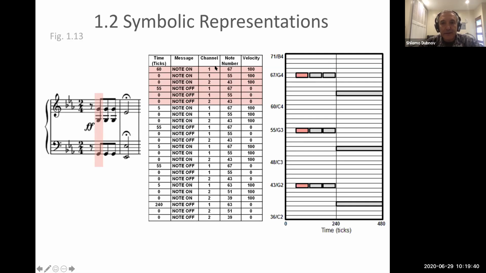Now let's look for a second at the representation on the right, which is maybe better understood as mapping pitches, or these computer codes, to a graphical representation. This is the so-called piano roll. You think about this as piano ticks, and this is the note being played. This is the 67 or the G4. This is the 55, G3. This is the 43, G2.